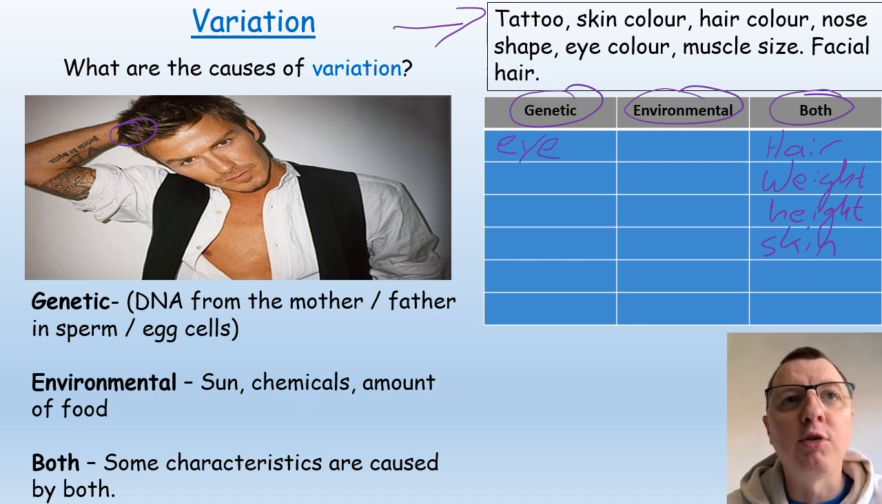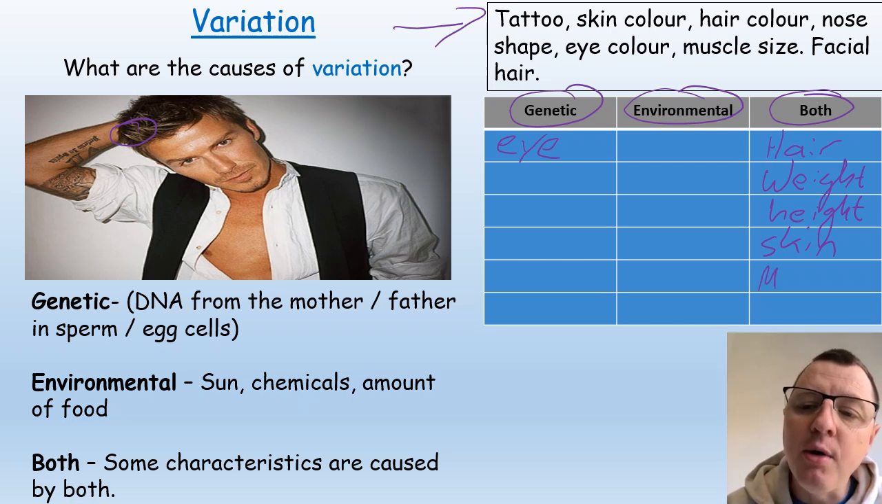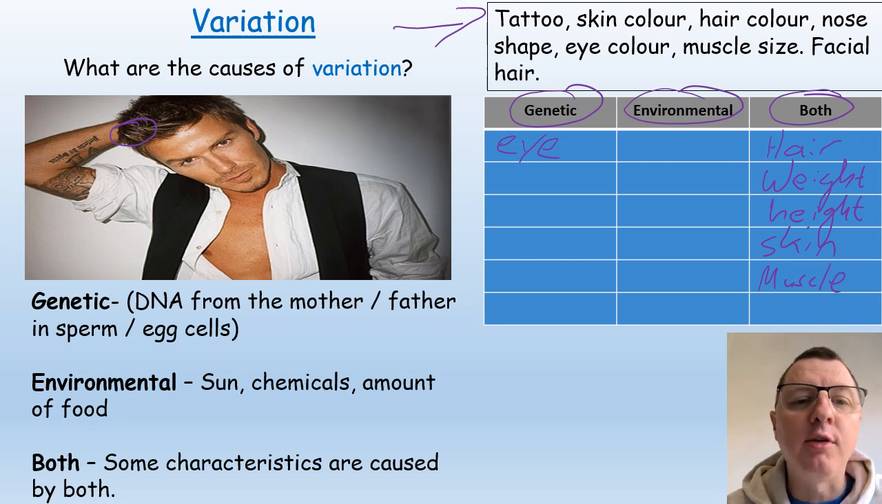Things like your skin colour would be considered both, because although it's mainly genetic, if you go spend time in the sun, you may get a suntan or sunburn, which would affect the pigmentation in your skin. Your muscle size, again, would be considered that it is caused by both the genetics and the environment. If you have the genes for big muscles, you will naturally have larger muscles, but if you then go into the gym, you can change the size again and get even larger muscles.